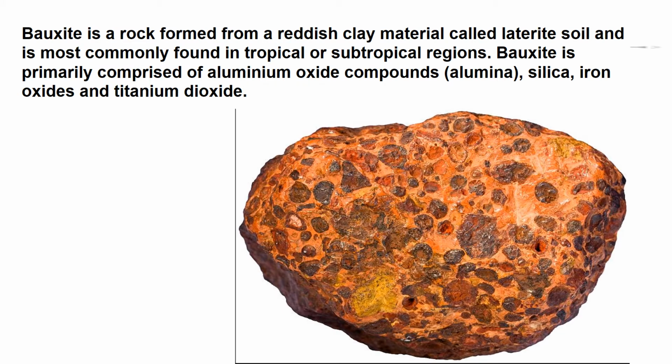Bauxite is a rock formed from a reddish clay material called laterite soil and is most commonly found in tropical or subtropical regions. Bauxite is primarily comprised of aluminum oxide compounds, that is alumina, silica, iron oxides and titanium dioxide. The given image is of bauxite rock.